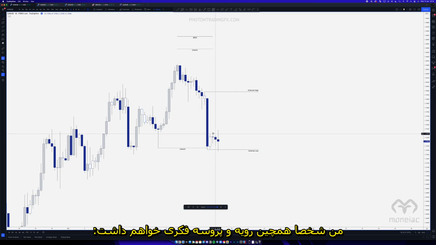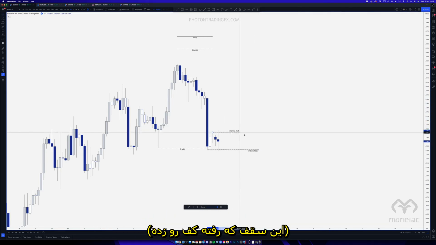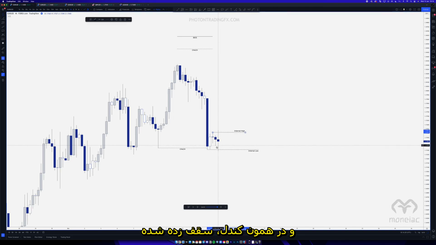And then the way I would read this, personally, is I would see that as taking the internal low, which then means at that point, that would have been the internal high there, right? This high here, that it took the low. But then in the same swoop, the candle's then broken the high.